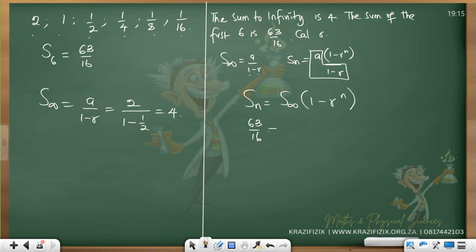63 over 16. What is the sum to infinity? 4, times 1 minus r to the power 6. I don't know if you see where we are already. Divide both sides by 4. 63 over 64 equals 1 minus r to the power 6. Switch the things. If I move r to the power 6 over here, and 1 minus would go there, right?